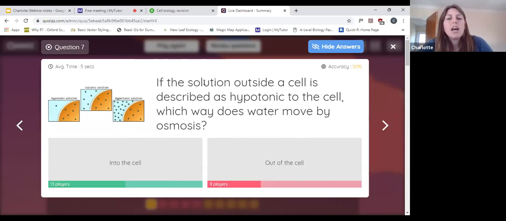Question 7. If the solution outside a cell is hypotonic to the cell, which way does water move by osmosis? I'm really glad that 13 of you got this right. This was a hard question. So if a solution outside a cell is hypotonic, it means it's very dilute. So there's lots of water outside the cell, whereas inside the cell, there's a few more things dissolved into the water. So there's a lower proportion of water. So the water moves from an area of high concentration to low concentration, down the concentration gradient. So it moves from where there's lots of water to where there's less. So it moves into the cell.